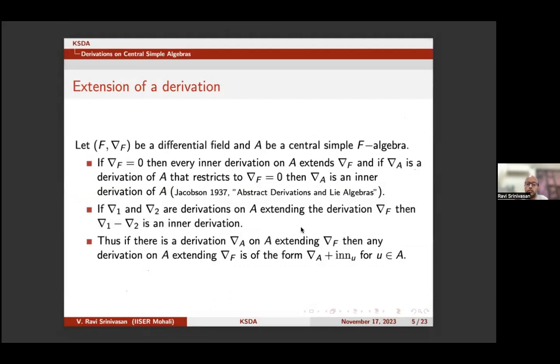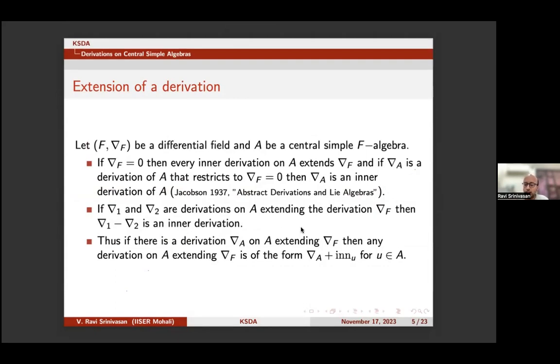So if you look at the trivial derivation, that is the zero derivation on the base field, then of course every inner derivation, as we saw, will restrict to the zero derivation. Conversely, what one would like to do is ask what are all the derivations that restrict to the zero derivation.